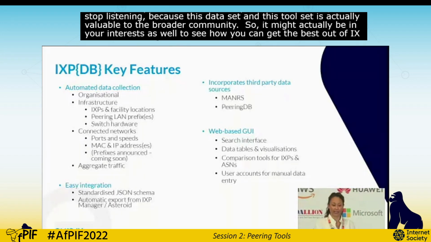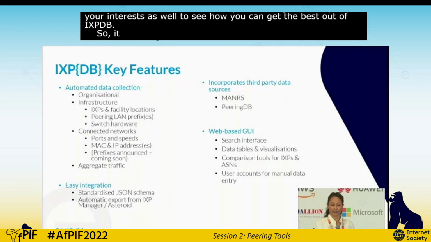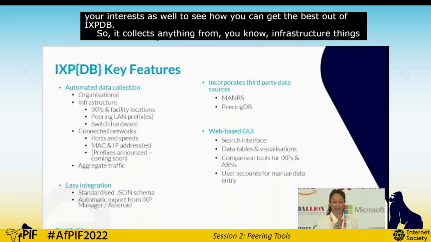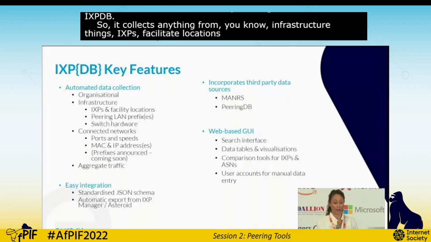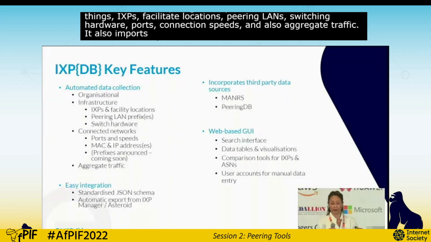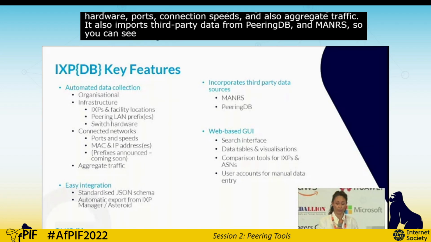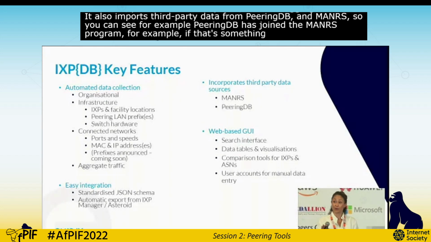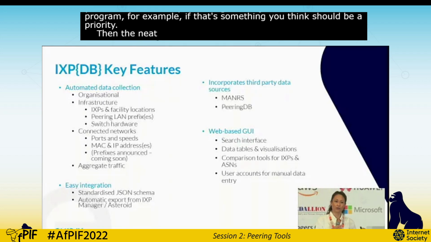So it collects anything from infrastructure things: IXP, facility location, peering LAN, switching hardware, ports, connection speeds, and also aggregate traffic. It also imports third-party data from PeeringDB and MANRS, for example. So you can see if an IXP has joined the MANRS program, for example, if that's something that you think should be a priority.